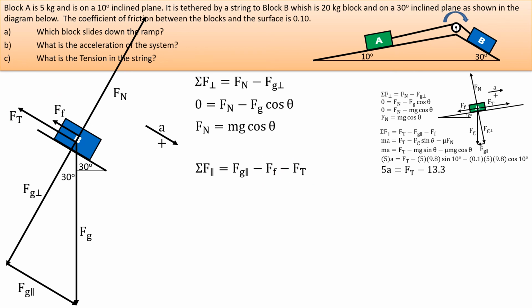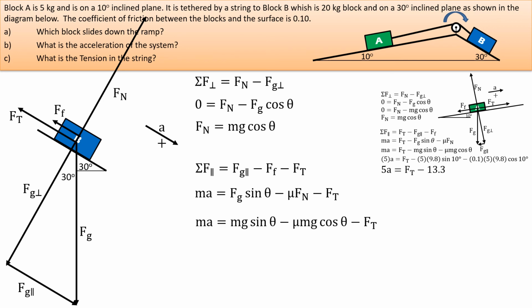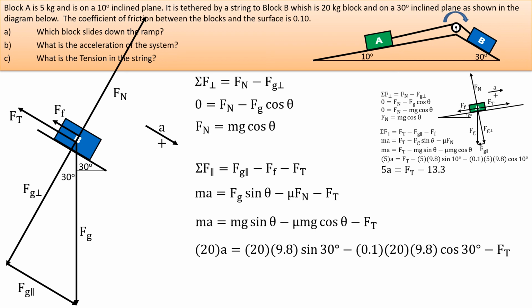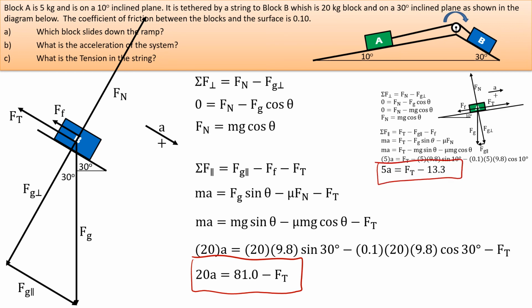All right, we know this thing is accelerating, so Newton's second law says the net force is equal to ma. This is the shortcut for the Fg parallel, Fg sine theta. Frictional force is equal to mu Fn, and we don't know what that tension force is. We could break it out further. Fg is equal to mg. The normal force is equal to mg cosine theta. And then you plug in what you know and you solve. Now we have two equations and two unknowns. We have 20a is equal to 81 minus FT, and we have 5a is equal to FT minus 13.3. Two equations, two unknowns. That's enough to solve for both.